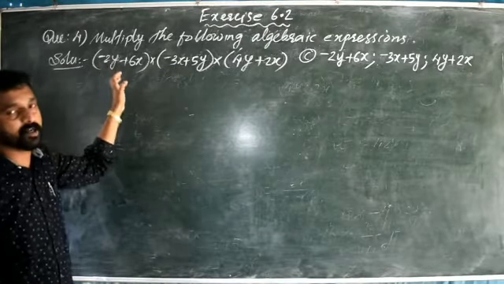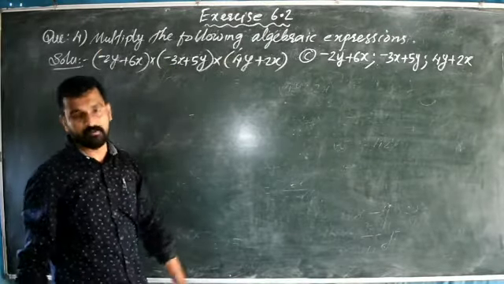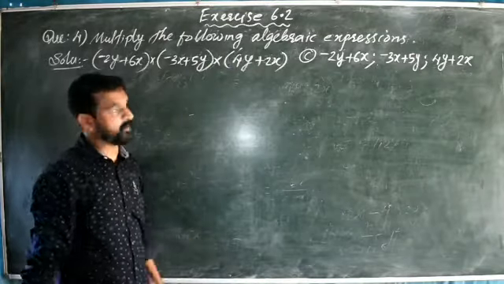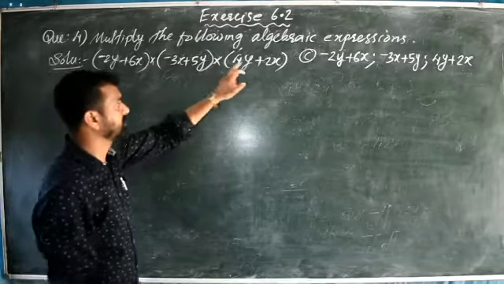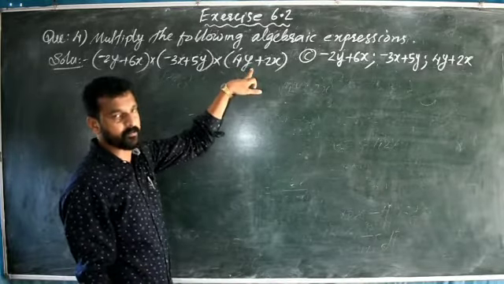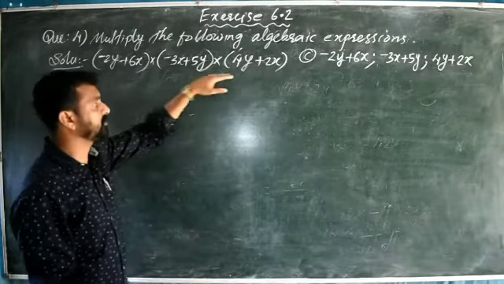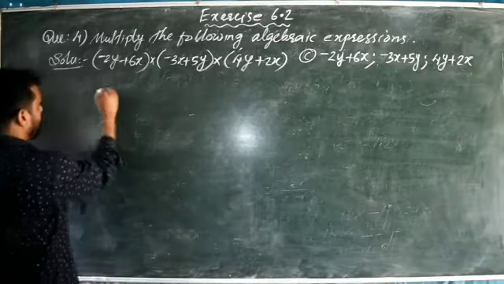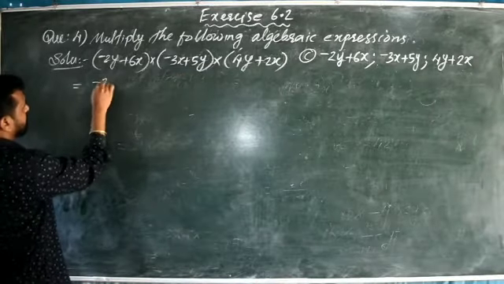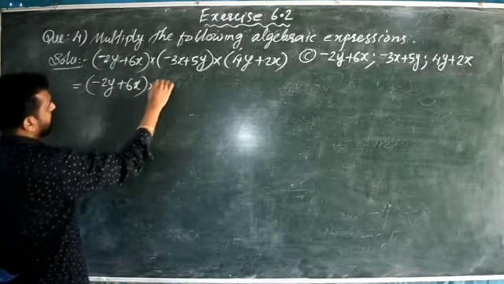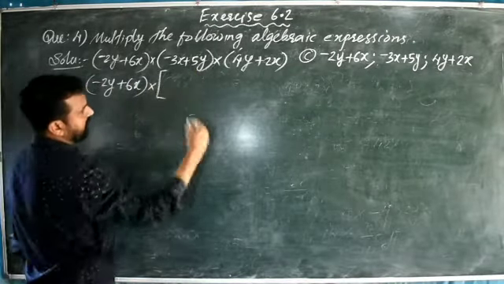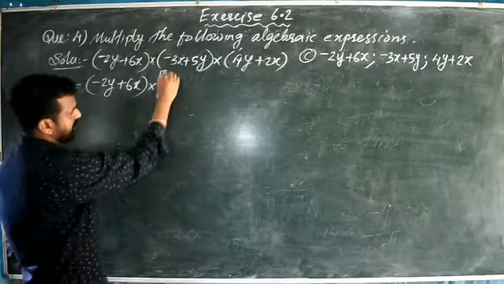After that we have to multiply it with the third binomial. Either you multiply the first two binomials or the last two binomials. Here I am going to multiply the last two binomials. That is equal to, first binomial I will write as it is, that is minus 2y plus 6x, into the second binomial and third binomial, which we have to multiply inside a square bracket.